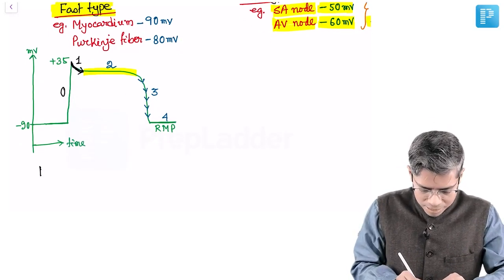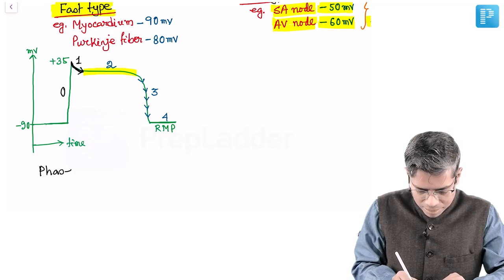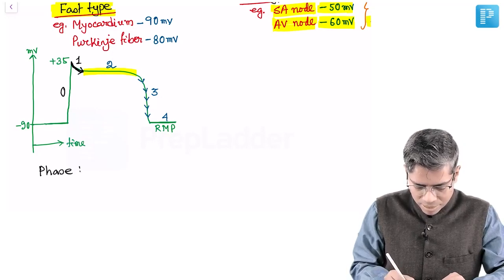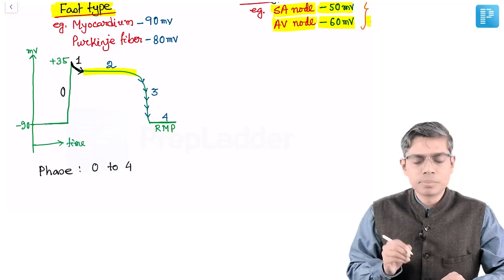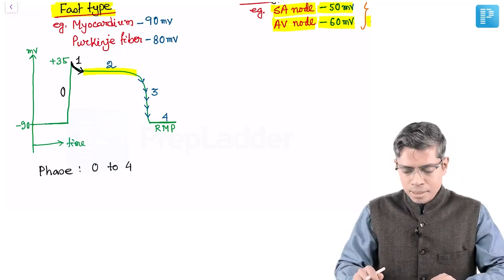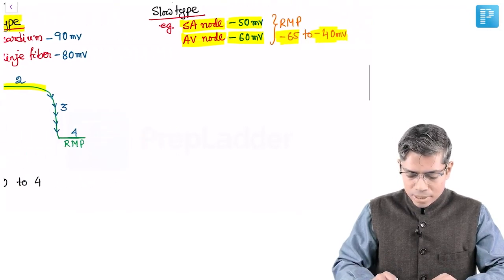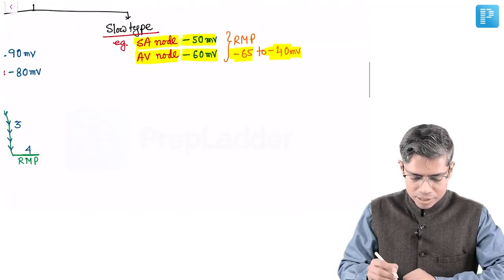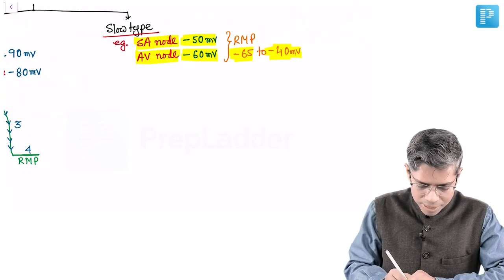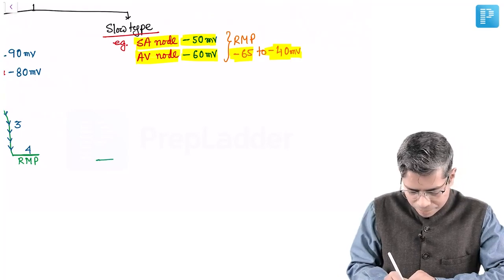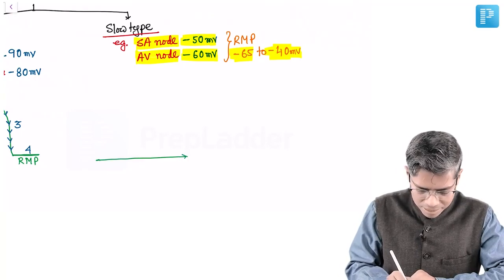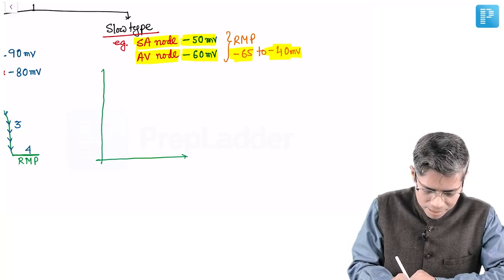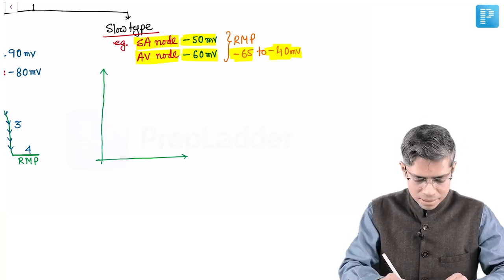Okay, so I can easily understand that phases in case of fast type action potential start from 0 to phase number 4, meaning total 5 phases are there. But if you look at the slow type action potential, here I am drawing the slow type action potential. So again, there will be an x-axis, that is the time axis, and a y-axis, that is the membrane potential axis.